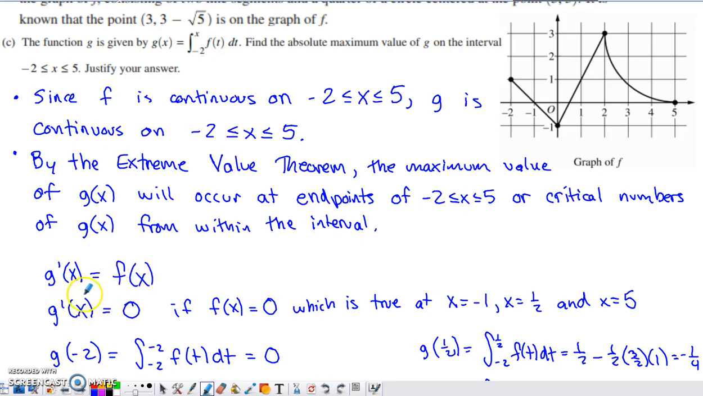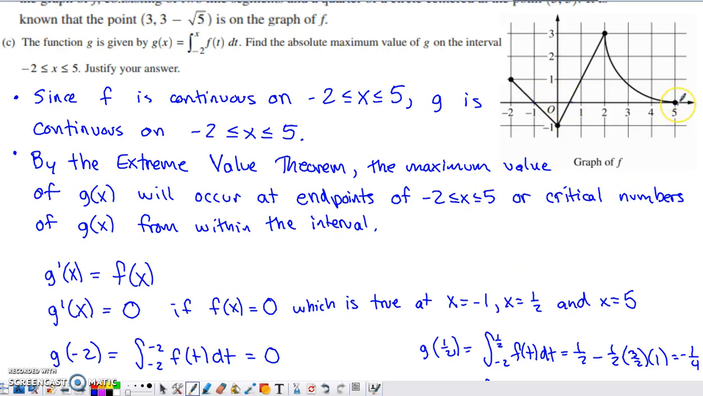And then I'm trying to figure out when this is undefined. Well, f is always defined. I have a point on my graph at every single value of x from -2 to 5. So I don't have anywhere where f is undefined, where g prime is undefined, but I do need to realize where g prime is equal to 0. So since g prime is equal to f, I need to know when f is equal to 0. Well, f is equal to 0 at this x value right here, and then again at this x value right here. So those x values are -1 and 1/2.